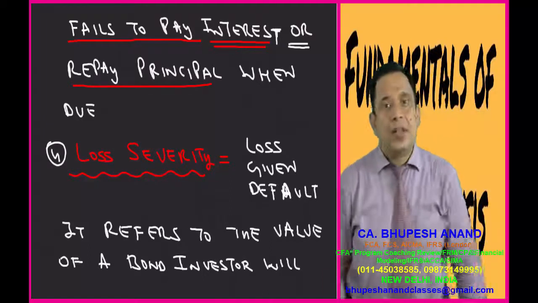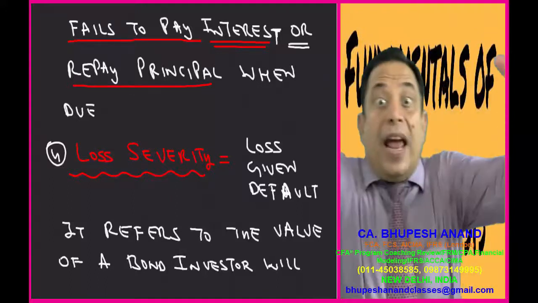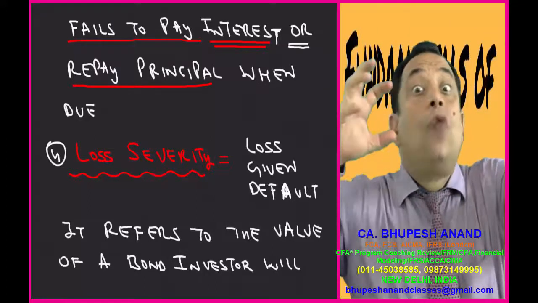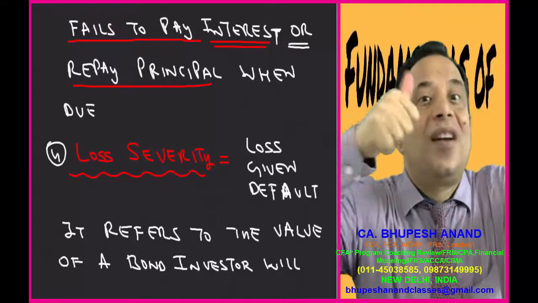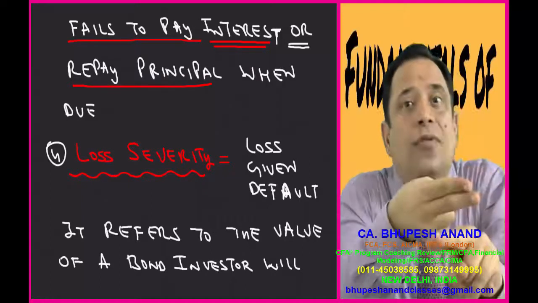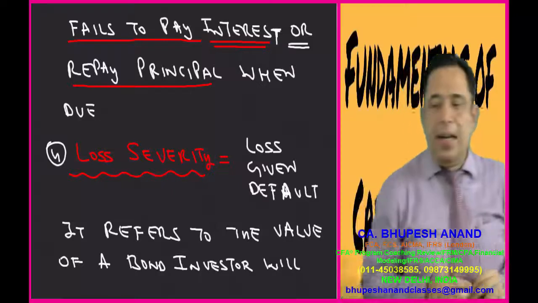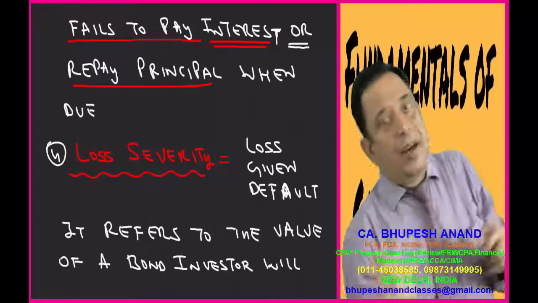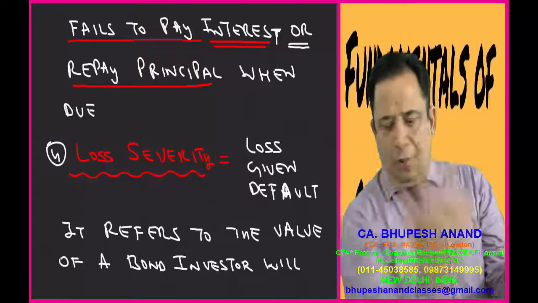And loss severity: supposing Kingfisher has made a default. Now Canada Bank has to find out how much will be the loss severity. It means step number 1 is default, and step number 2 is to calculate the incidence of loss. That is named as loss severity. So loss severity means loss given default. It means the first event has already happened, default has happened. Then how much will be the loss?